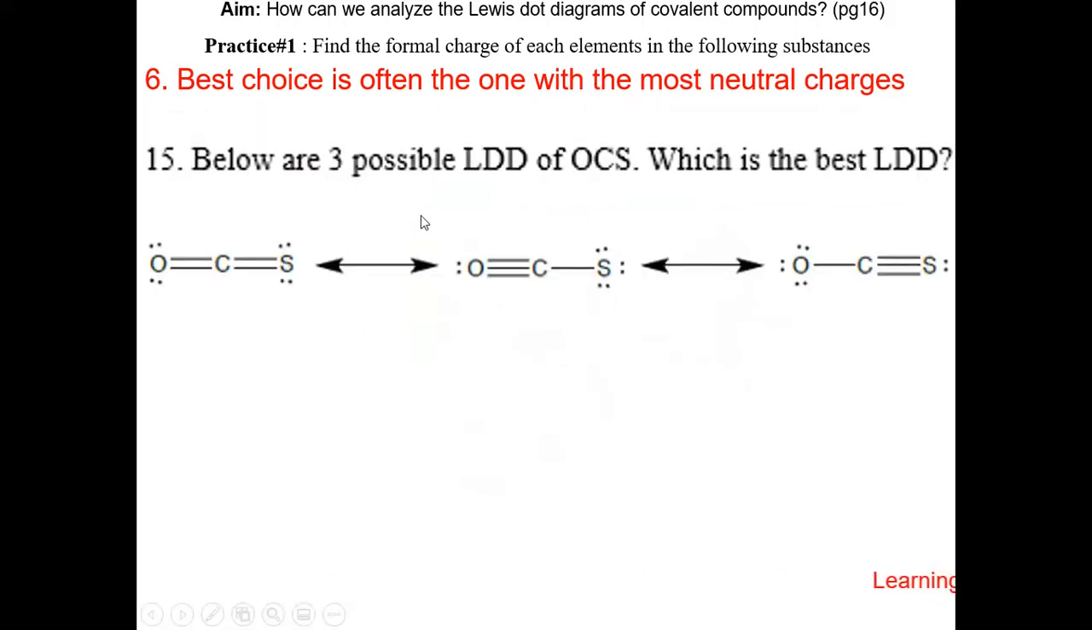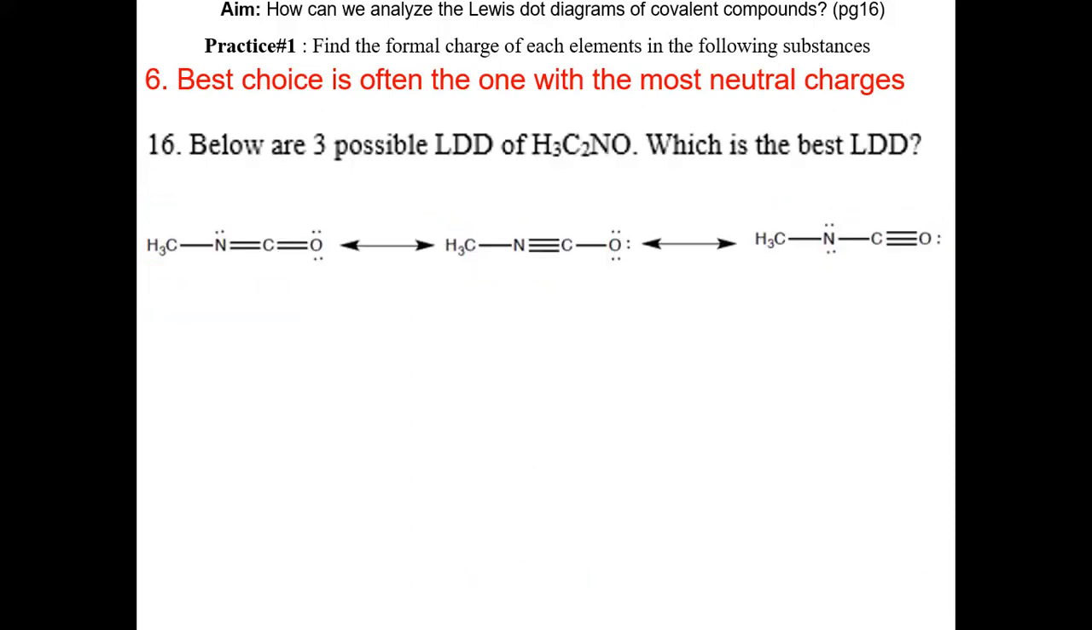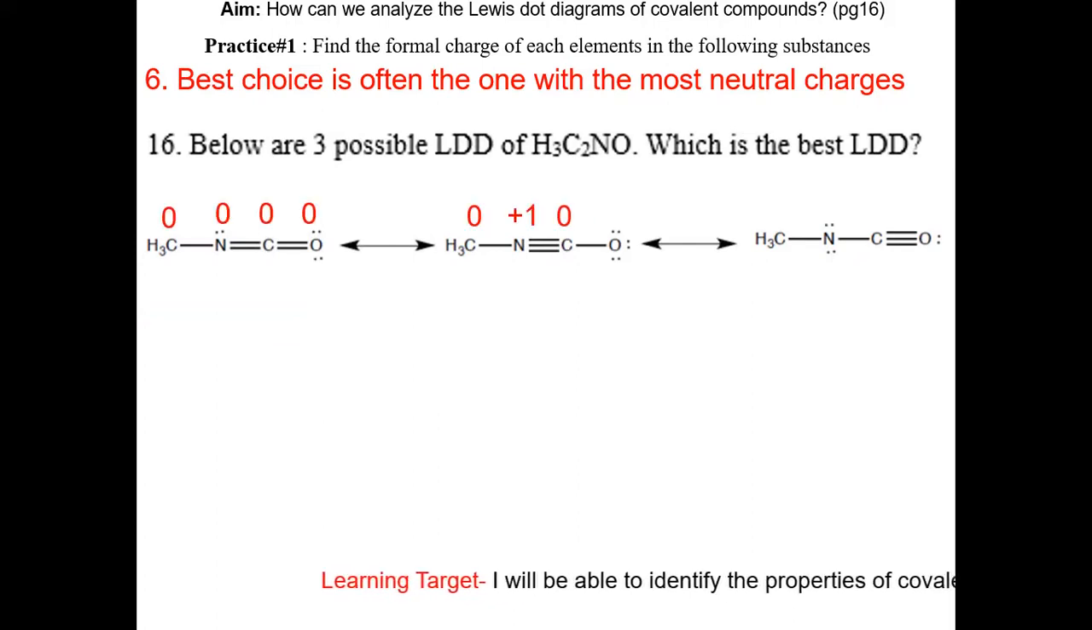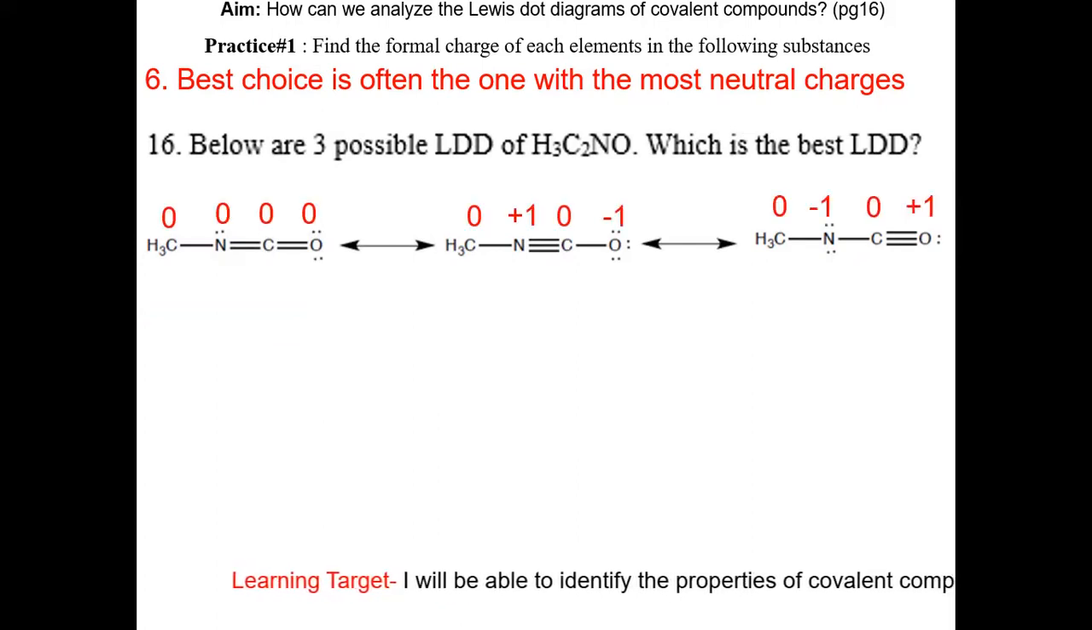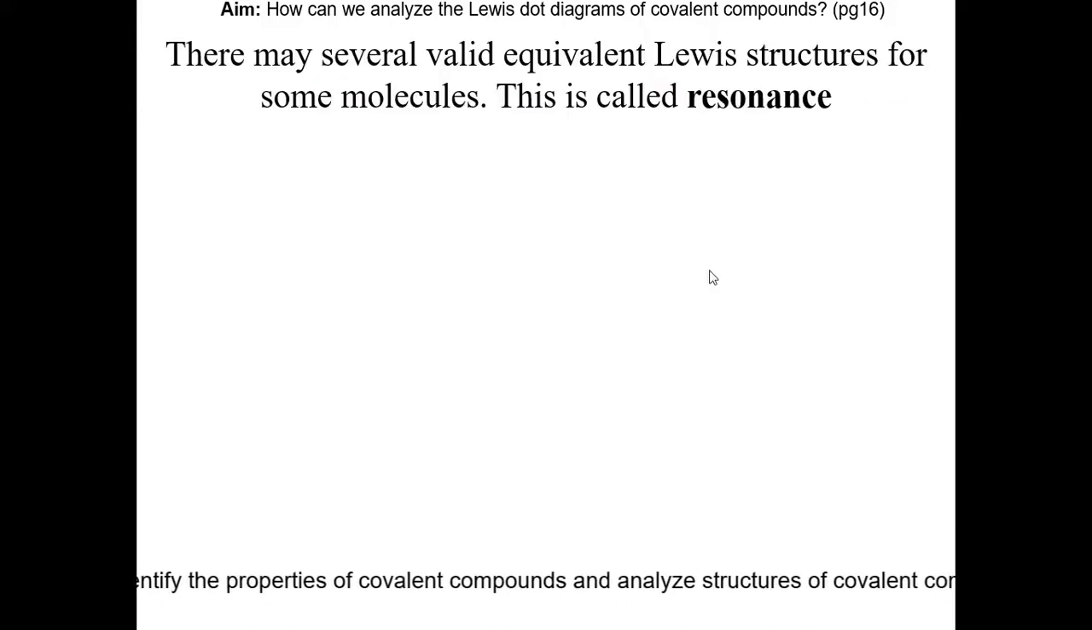For 15, we have three possible resonance structures of OCS. Which one is the best Lewis dot diagram? By indicating the formal charge of each atom, we can see it is the first Lewis dot diagram that is the best one. For number 16, if we indicate the formal charges, we can see the first Lewis dot diagram is the best. So I am going to go over more details about resonance.